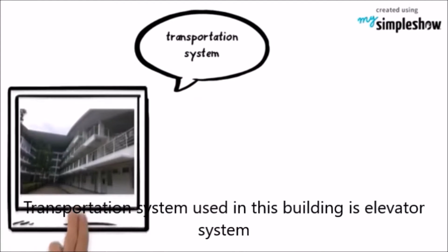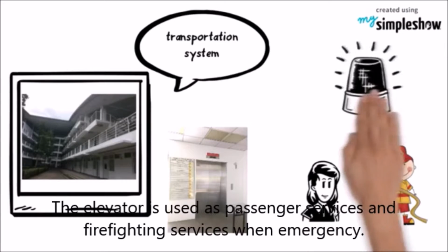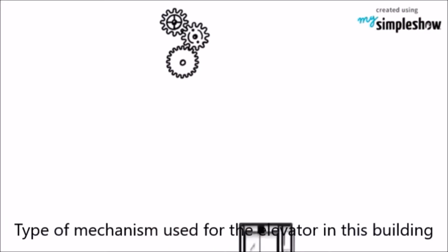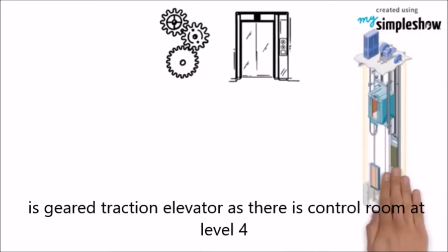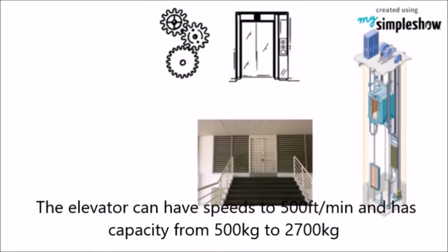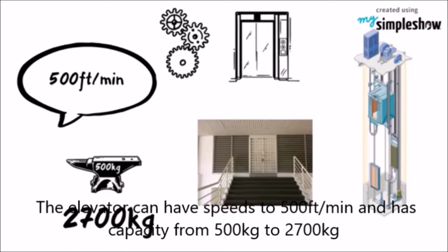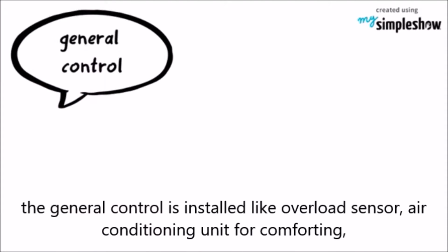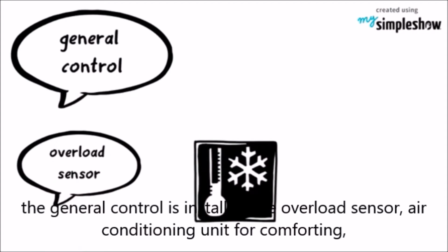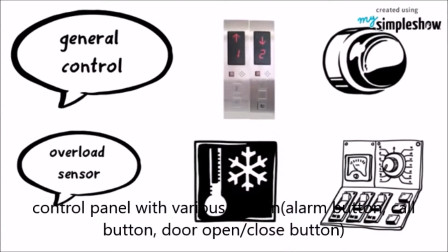The transportation system used in this building is an elevator system. The elevator is used for passenger services and firefighting services in an emergency. The type of mechanism used for the elevator in this building is a geared traction elevator, as there is a control room at level 4. The elevator can reach speeds of 500 feet per minute and has a capacity from 500 kilograms to 2,700 kilograms. The general controls installed include an overload sensor, an air conditioning unit for comfort, and a control panel with various buttons: alarm button, call button, and door open/close button.